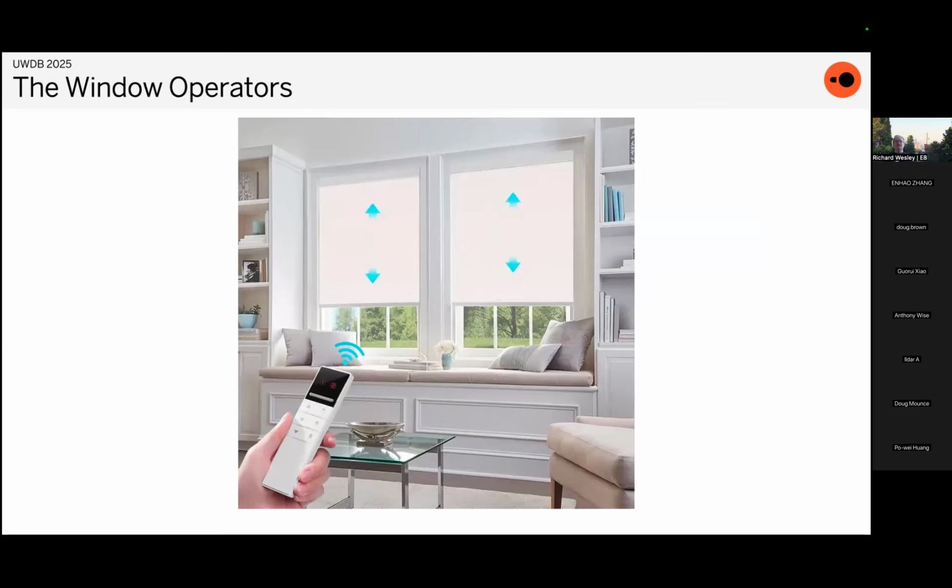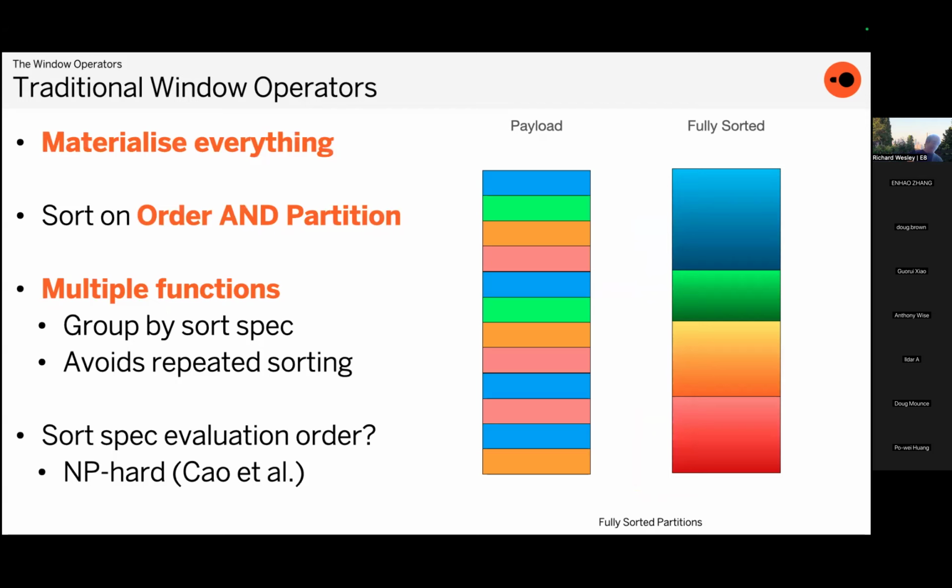And the way this gets implemented in a database system is, of course, with an operator or operators in our case. The traditional way of doing this, when it first came out, was you materialize everything, you sort everything, and you sort it on both the partitioning and ordering keys. So you just get this huge sorted pile of rows. And then you look at the functions you want to do, and then you group them up by sorting spec, and then if you have different partitioning, different ordering, you then make another one, and you just chunk them all together like that.